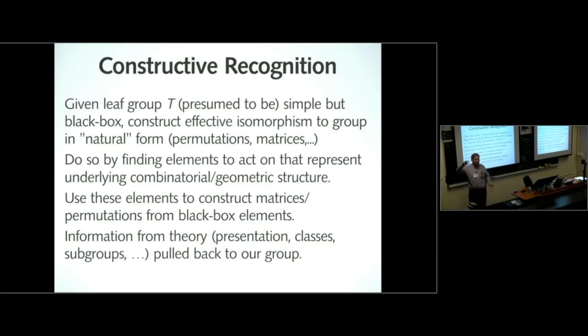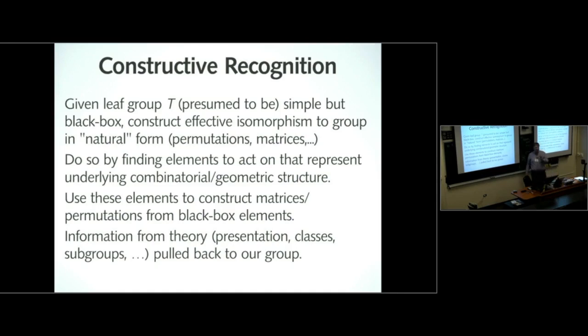So if this simple group is isomorphic to the alternating group on 17 letters, we want to have an isomorphism which we can practically use, which we can go both ways, which allows us to write these elements instead of as matrices, as permutations on 17 letters. If it's a PSL(5,19), we want to have a way how to write it, modulo the center, as 5 by 5 matrices over the field with 19 elements.